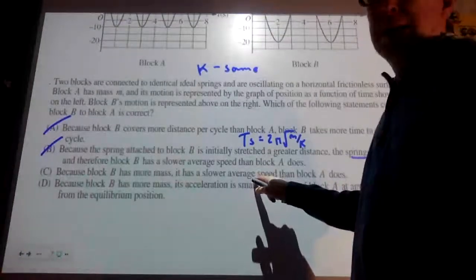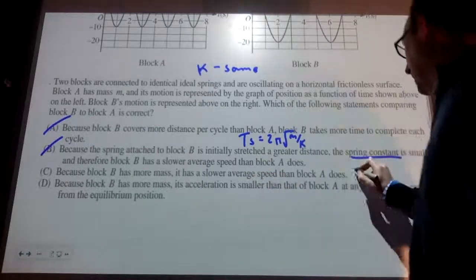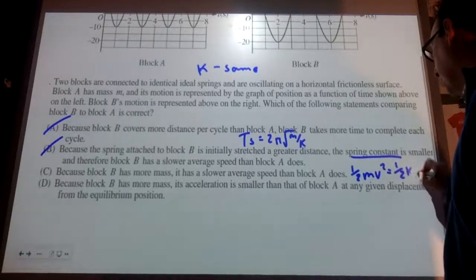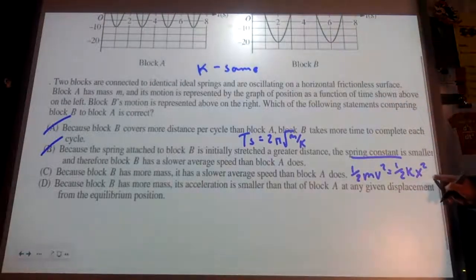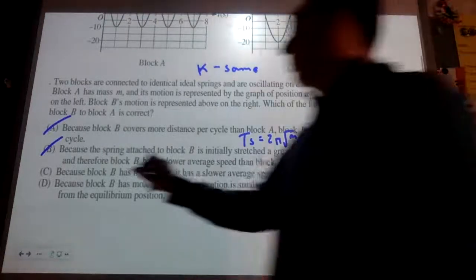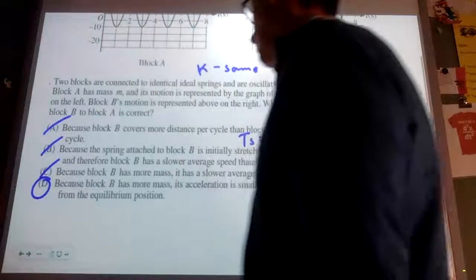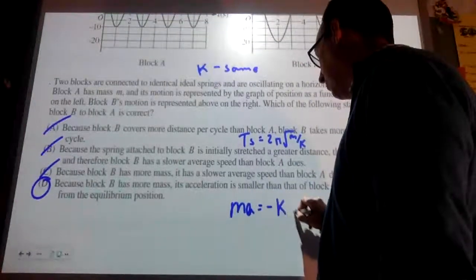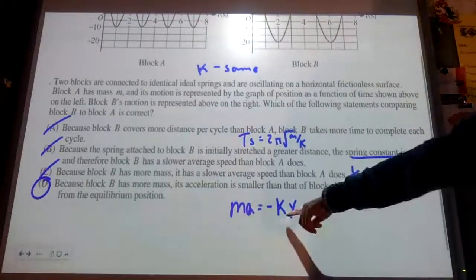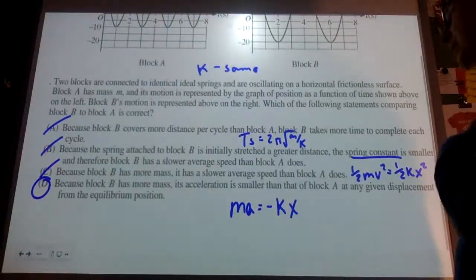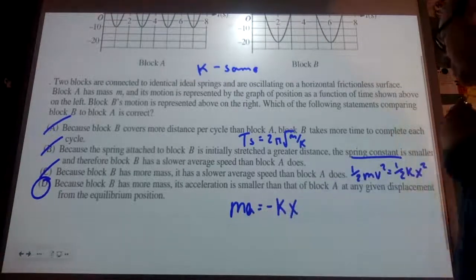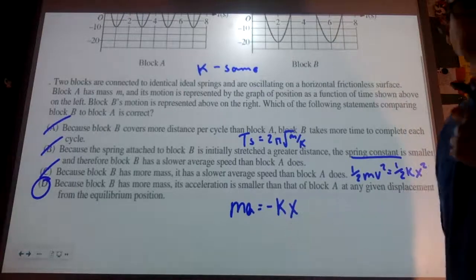Your average speed is going to be related to not only the mass, but how far you displace it as well, right? And so D is our correct answer. We know that ma would be equal to negative kx, and we know that k is the same. And so if m for B is bigger, then its acceleration would be smaller at the same x.